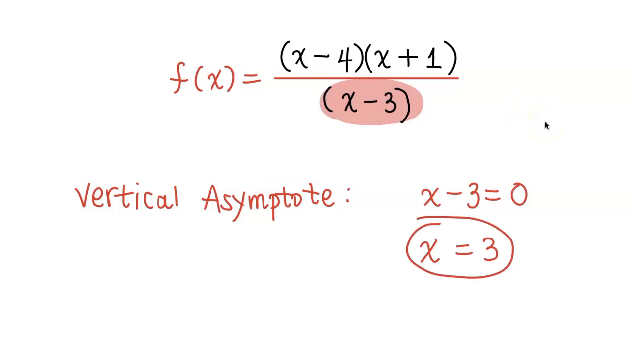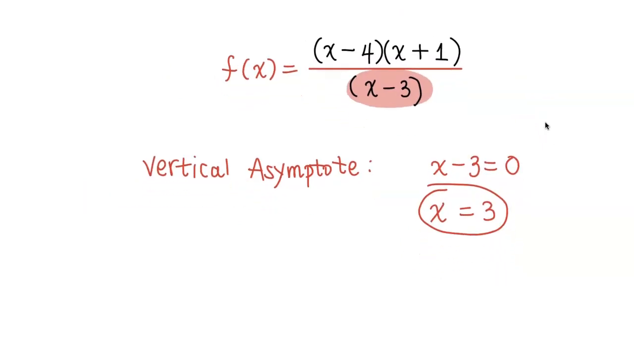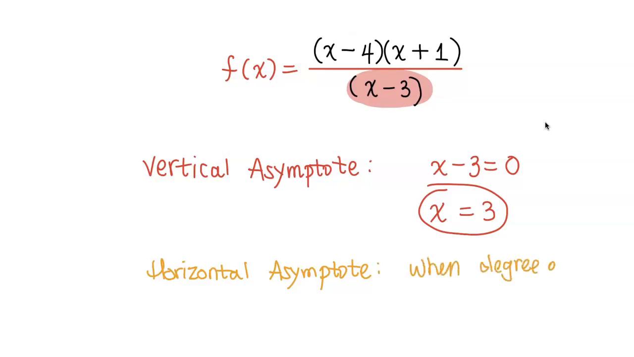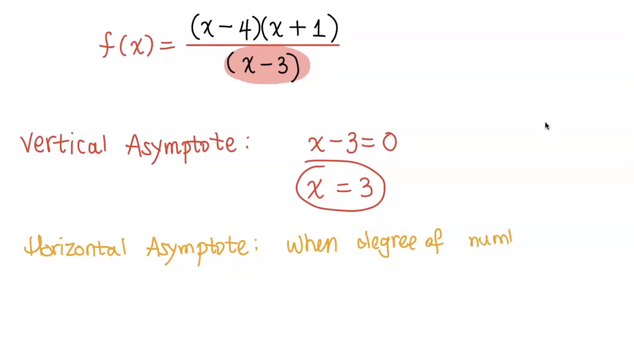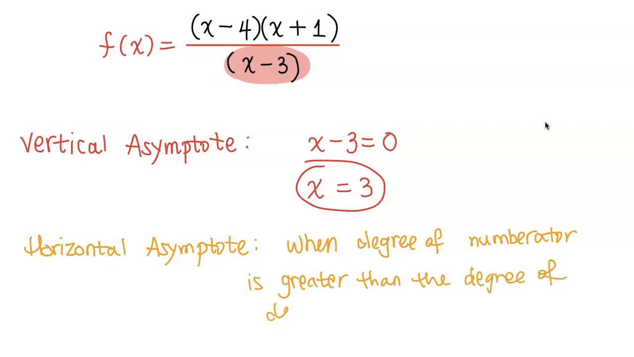Now, we still have to, all right, let's talk about the horizontal asymptote. In pre-calculus, we learned to find the horizontal asymptote by looking at cases, okay? When the degree of the numerator is greater than the degree of the denominator, there's no horizontal asymptote, okay?